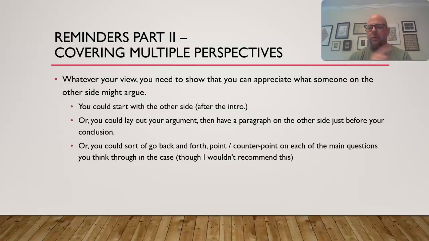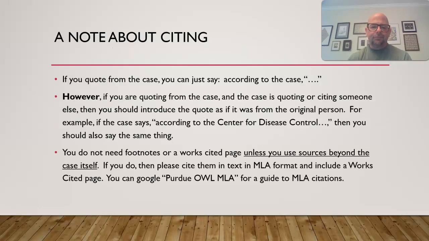You could also sort of bounce back and forth. So if there's like three or four different types of considerations in the case, you could go one at a time and say, okay, in this consideration, here's my view. Here's the view on the other side. Here's why I think I'm right. Then go to the next consideration. I think that's pretty hard to do and keep it organized. So I wouldn't recommend it, but it is something that you could certainly do if you wanted.